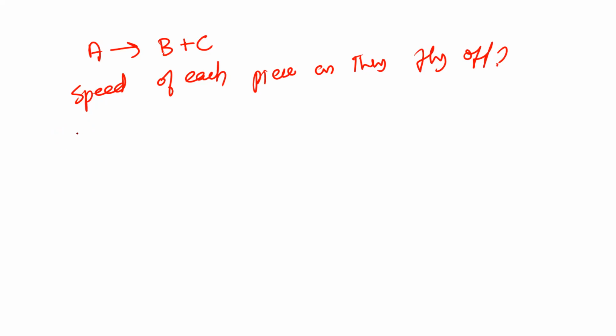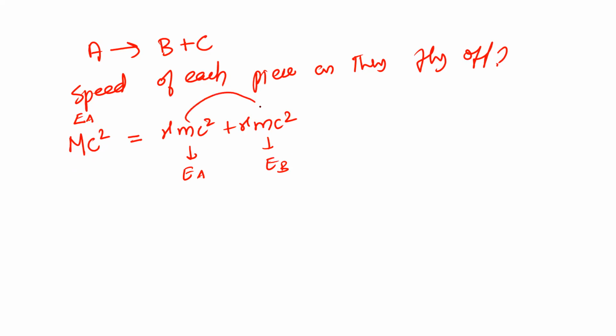One way to do this is to use energy conservation, because the initial particle is at rest. In the laboratory frame, or the frame that we are considering, the initial particle is at rest. So this is the initial energy: EA is equal to gamma mc square plus gamma mc square. This is the energy of B and this is the energy of C. They both have the same mass, as given, so we use the same gamma here. That's the information that we take from the question.